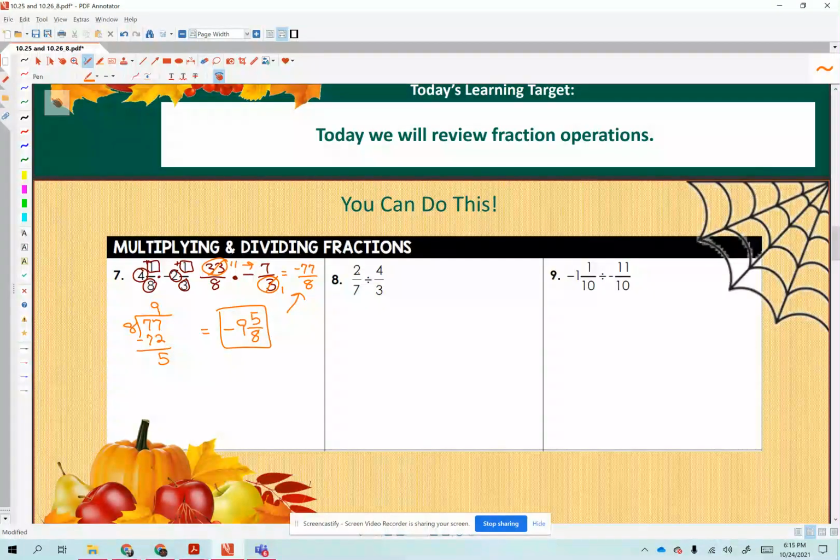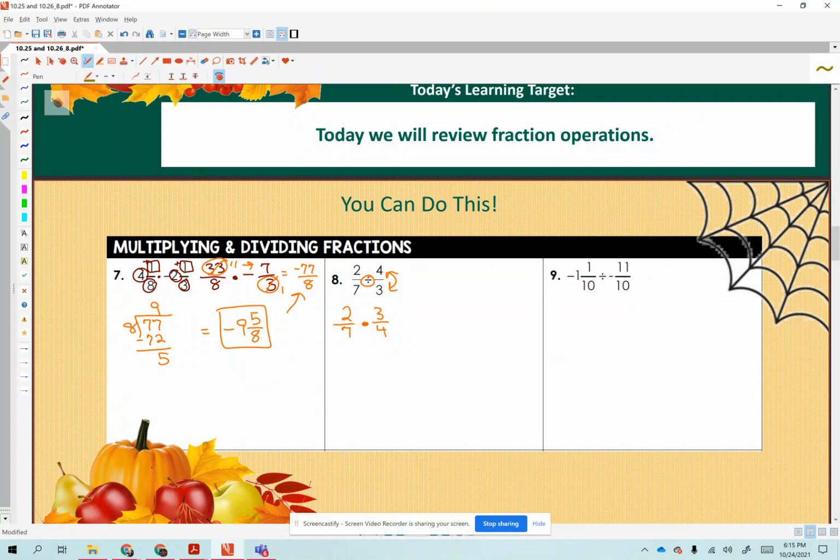Number 8, I have 2/7 divided by 4/3. So let's remember, when we divide, we keep the first fraction, 2/7. We change that division to multiplication, and we invert the second fraction so that in this case we'll have 3/4.